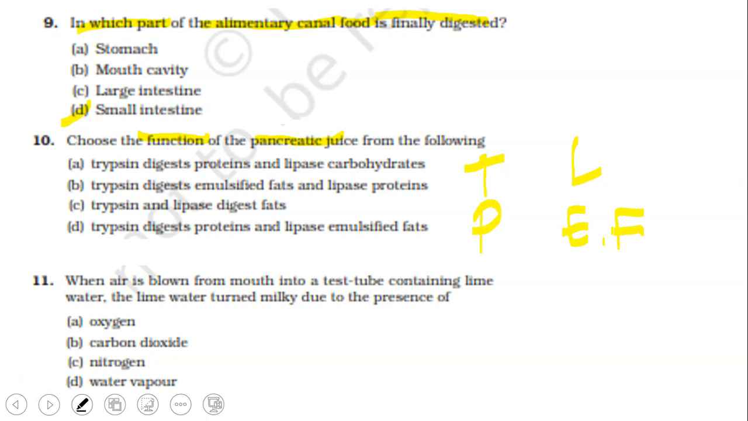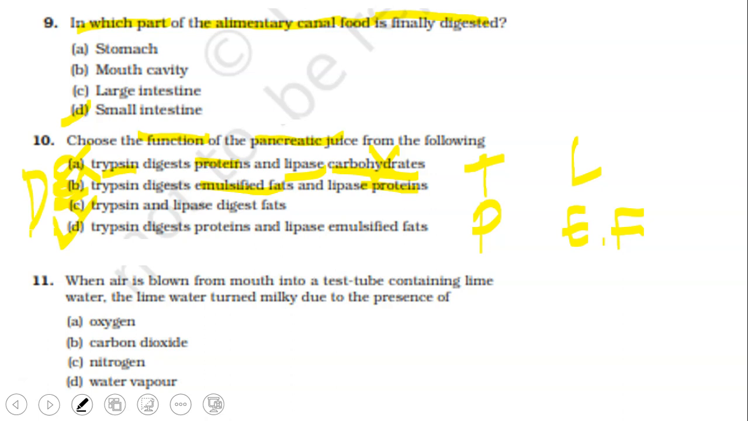So trypsin digests proteins, lipase carbohydrates is false. It is true that trypsin digests proteins, but the claim that lipase digests carbohydrates is false. B. Trypsin digests emulsified fats and lipase proteins. This is just the opposite. Trypsin actually digests proteins, lipase emulsified fats. So it's wrong. C. Trypsin and lipase digest fats. This is wrong. D. Trypsin digests proteins and lipase emulsified fats. This is true. The answer is D.